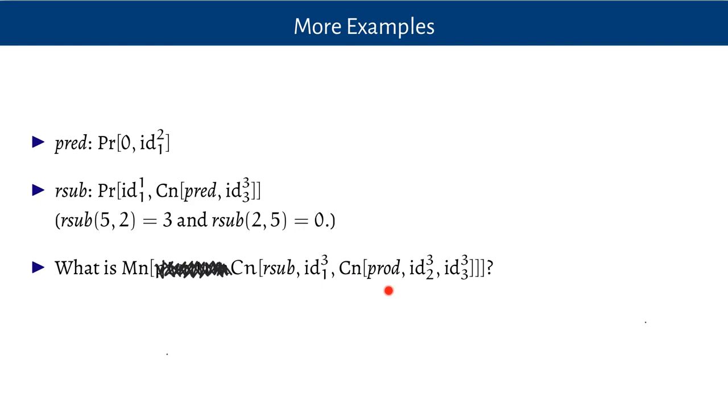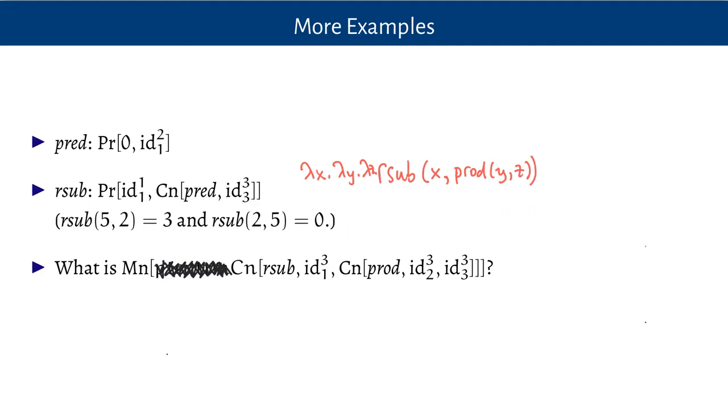So now we've got the function that we want to minimize. The composition of r sub with id 3,1 and the composition of prod and id 3,2 and id 3,3. Let's first figure out what this function is. At the end, it's going to take r sub and apply that to two inputs. The first of those is going to be the first of the three inputs that the function takes, and the second is going to be the product of the second and the third. So if we call those inputs x, y, and z, we take r sub of x and the product of y and z. So this is the function that we're minimizing.